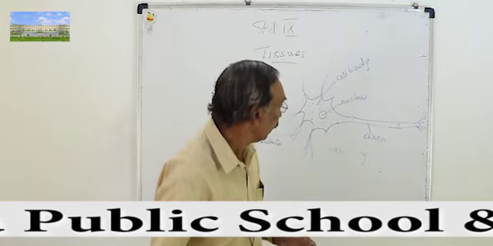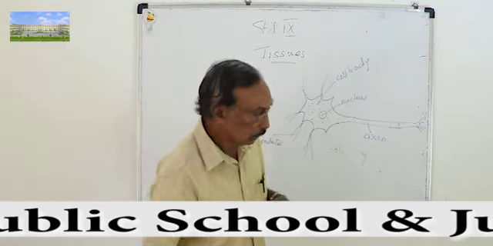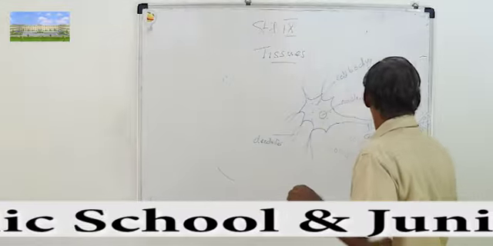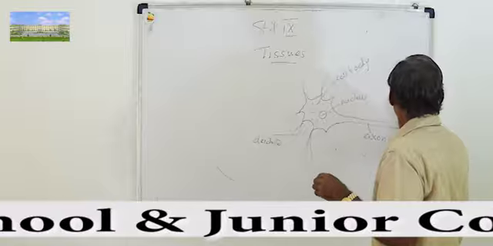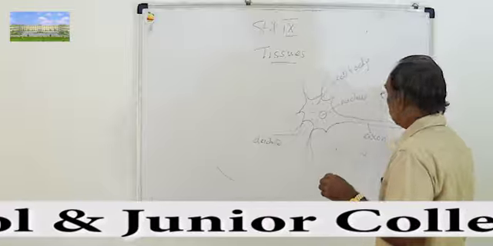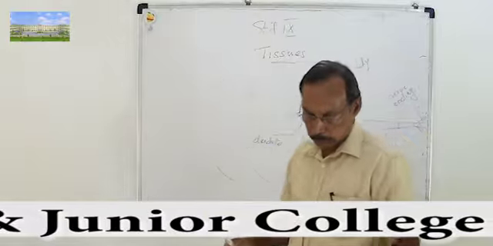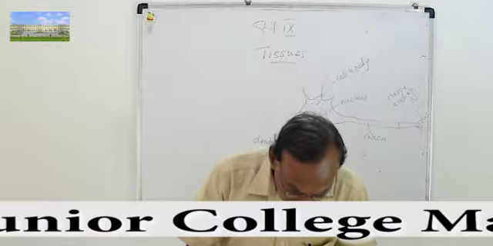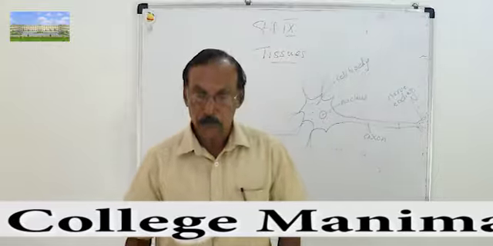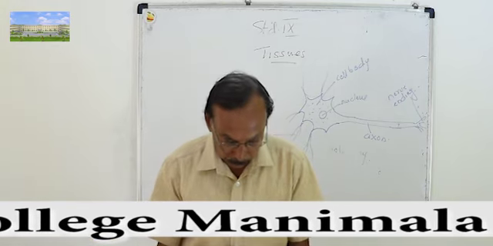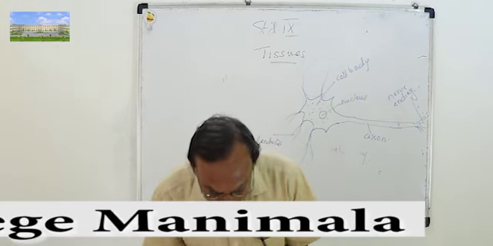So this is the nerve ending. Last one you can see, this is the nerve ending. This is a nerve. The diagram is there in the textbook. So the different types of tissue are over.